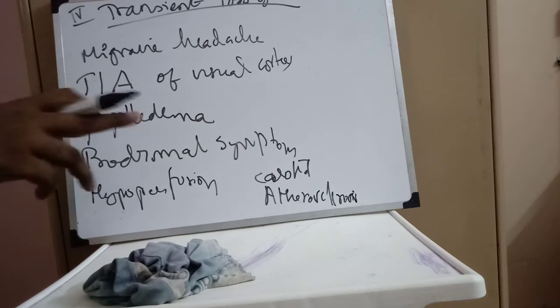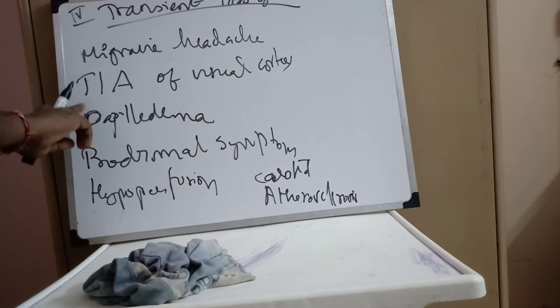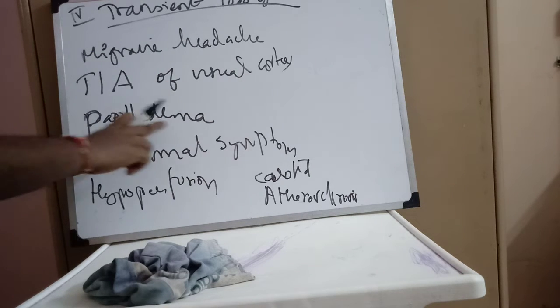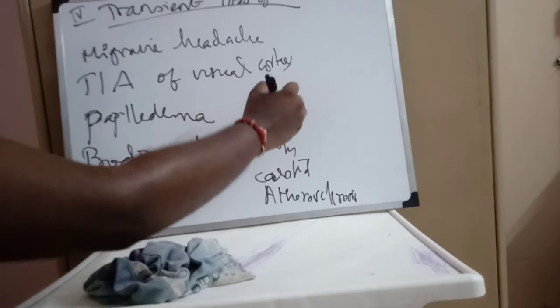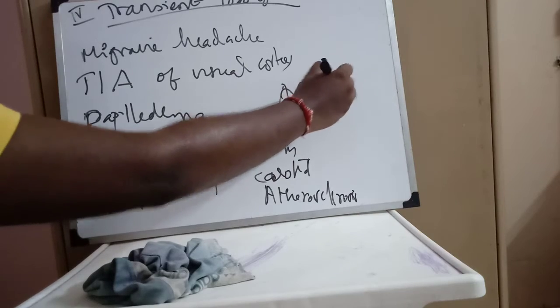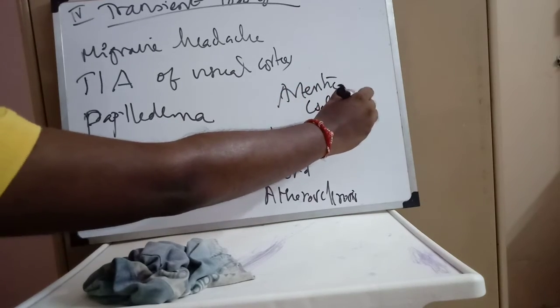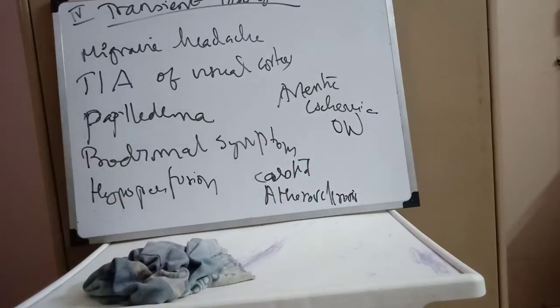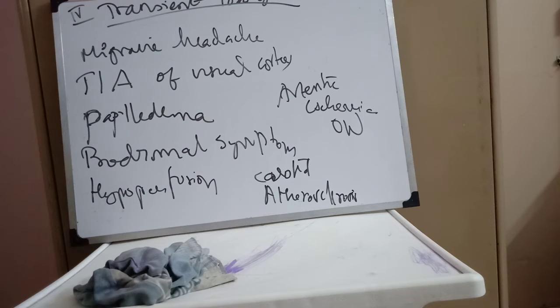So, atherosclerosis, carotid artery disease, migraine headache, transient ischemic attack of the visual cortex, papilledema, prodromal symptoms related to the vascular conditions that we saw earlier, that is CRAO and all, and also arteritic ischemic optic neuropathy. So these are the different causes for transient loss of vision.